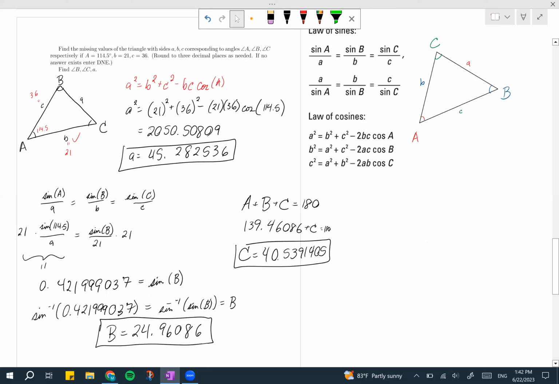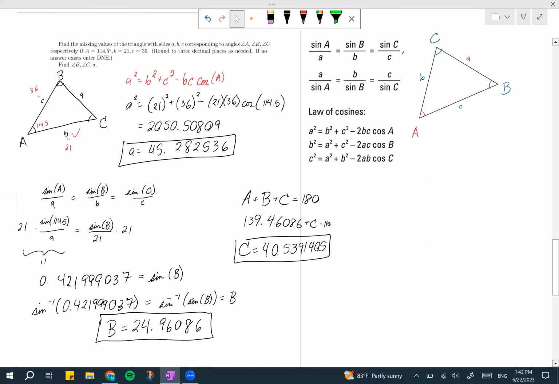All right. So those are my answers. And it wants you to round to 3 decimal places. So you'd have to round to 3 decimal places as you need to. This would be 45.283. This would be 24.961. This would be 40.539. These are degrees. And then that would be my final answers.